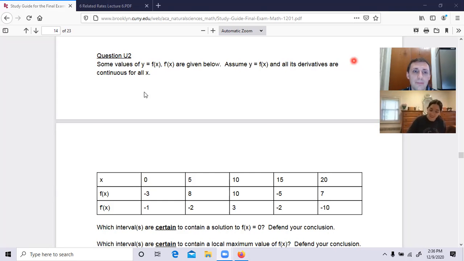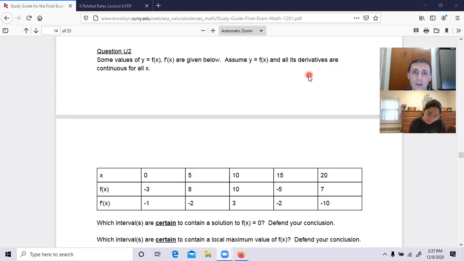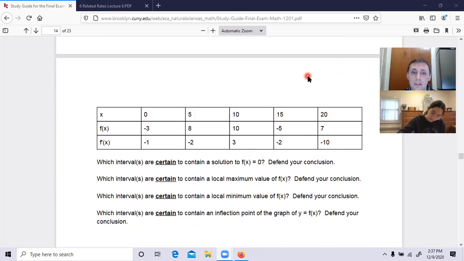Ah, yeah. So some values y equals f of x, f prime of x are given below. Assume y equals f of x and all its derivatives are continuous for all x. So we know that the derivatives and the function are continuous. Which intervals are certain to contain a solution to f of x equals 0? Defend your conclusion. Okay, f of x equals 0.